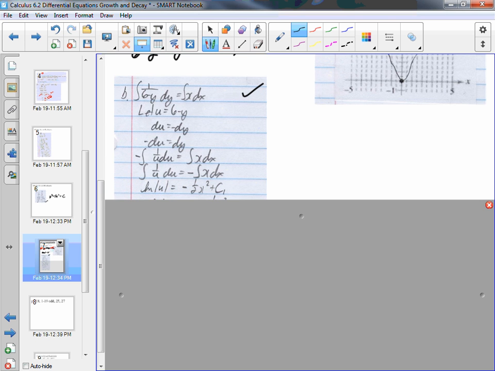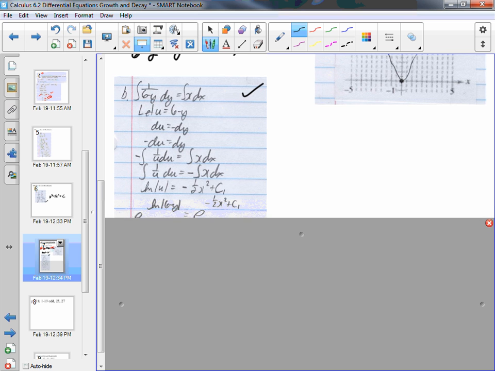Maybe you've got a negative in front of it, maybe you don't. Depends on where you put your negative. Natural log, absolute value of u. And I've got my negative on the other side, so the integral of x will be negative 1/2 x squared, because I've got the negative there, plus a constant. Now, let's go ahead and replace u with what it equals.